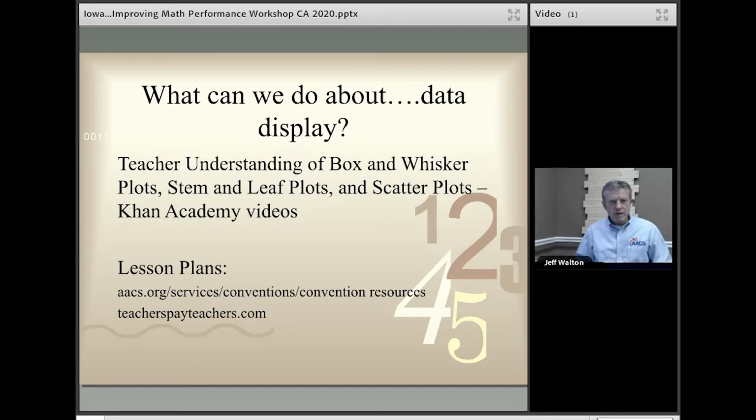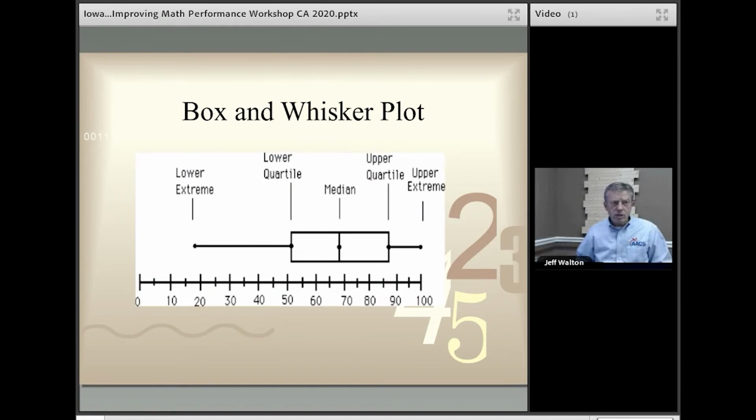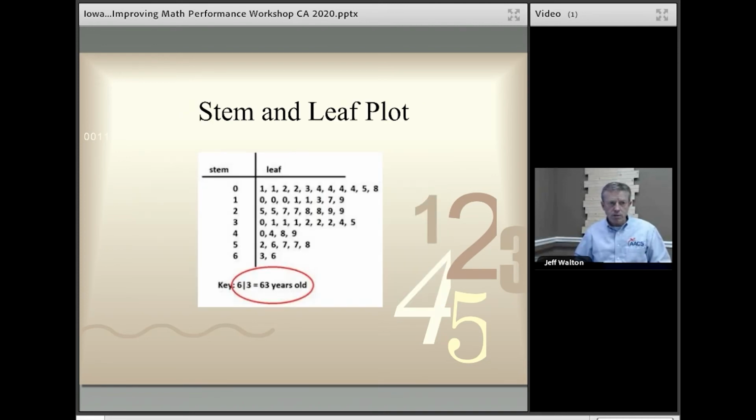Those lesson plans are housed on the AACS website. They're under the Services tab, and then Convention Resources, or teacherspayteachers.com is also another resource for that. The next 3 slides show those kinds of data displays. Not going to talk about them except to demonstrate them for you, but those lesson plans would give you tools that you could use to supplement what you're teaching if they're not already part of your curriculum, and teach them to your students. So box and whisker plot is illustrated there.